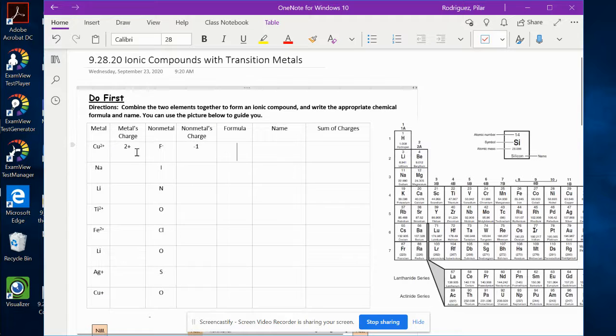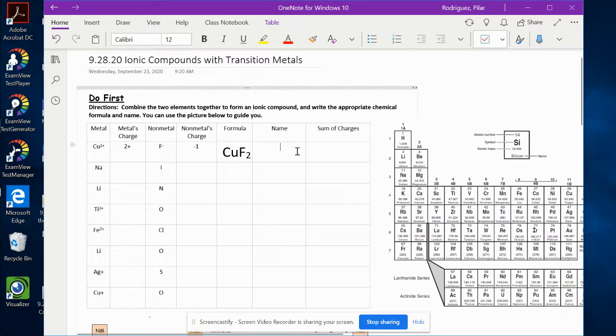So if I know that my metal has a +2 charge and I have to balance that out with my negative charges, and I only have one of them, I'm going to need 2 negative charges to balance out this 2 positive charge. So that formula is going to end up being Cu, and I'm going to need 2 fluorine atoms to balance that out.